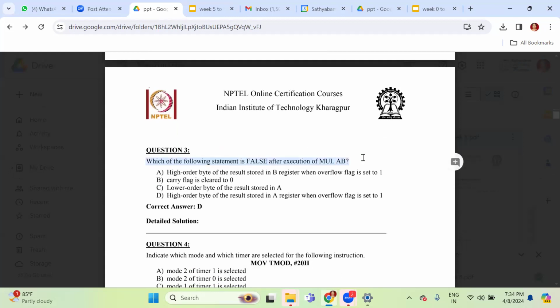Then my third question: what is the function of MUL AB? MUL AB means we all know it multiplies the A register and B register. My B register will always store the lower order byte and my A register will always store the higher order byte. So the statement that the higher order byte of the result will be stored in the B register is wrong. I told you about the overflow flag, OV, which we have seen in the PSW. During this multiply instruction, the overflow flag will be set to 1.